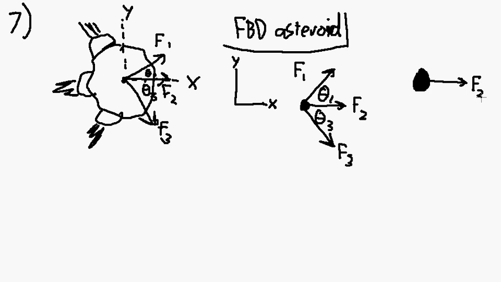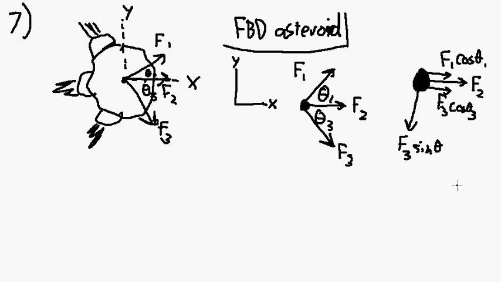Theta 1 is the angle between F1 and the x-axis. So, horizontally, there we go, F1 cosine theta 1. And also horizontally, F3 cosine theta 3. And here is F3 sine theta 3. And up here is F1 sine theta 1.